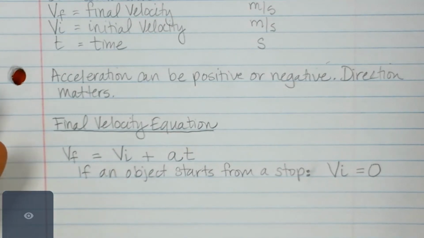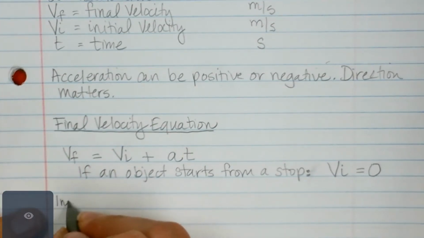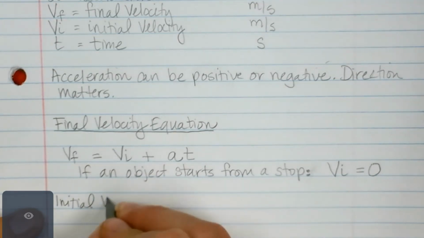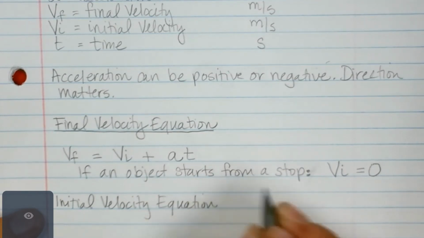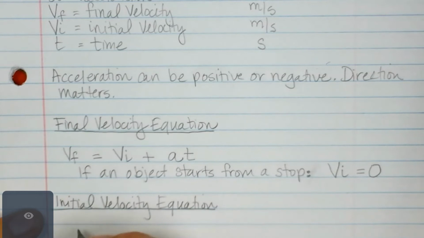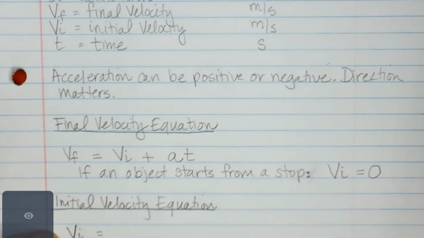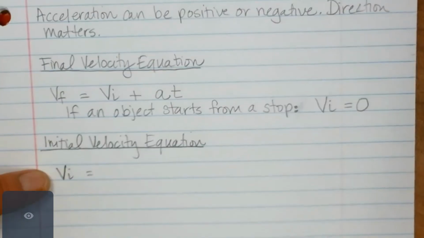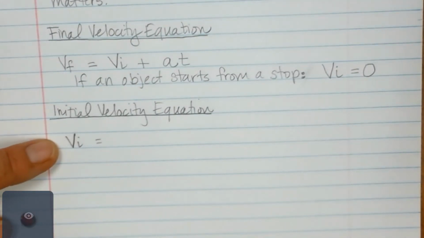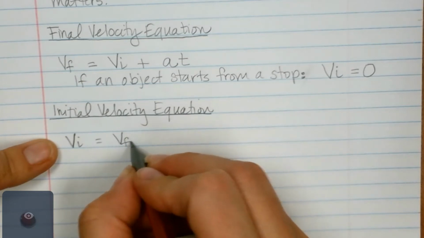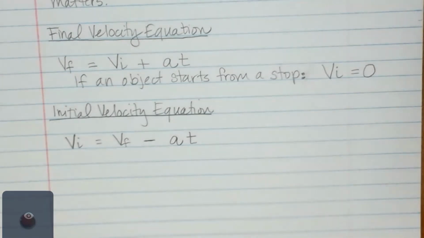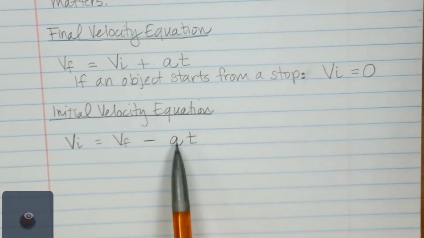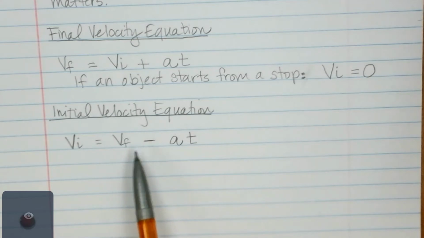Okay, so there's also an initial velocity equation, which is very similar to final velocity. Initial velocity equation. So this one is going to be VI equals, so we're going to be searching for VI. And that's going to be our final velocity minus acceleration multiplied by time. So in this case, you'd still multiply first, and then you'd take whatever your final velocity is and subtract that number, and that will give us what our initial velocity was.